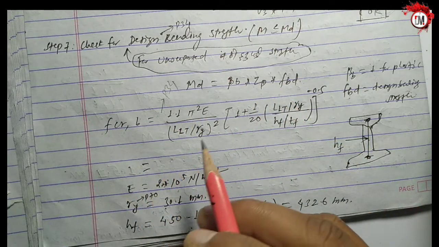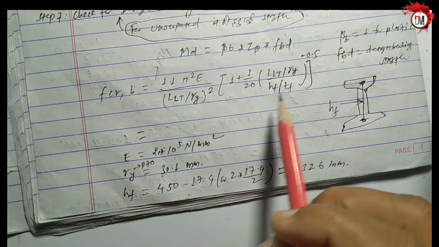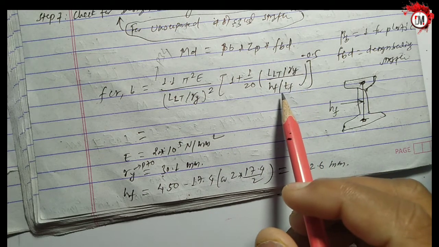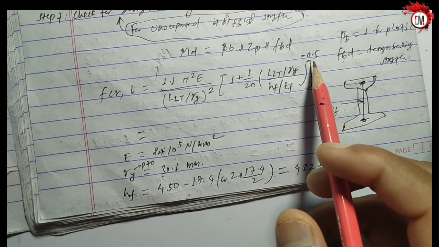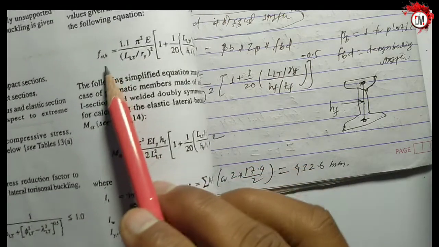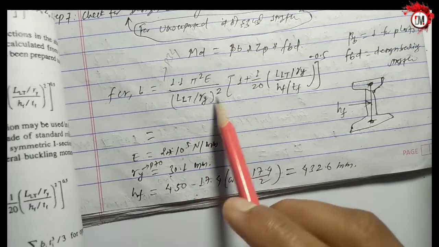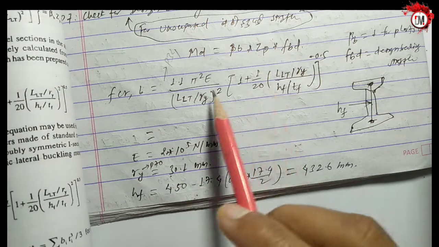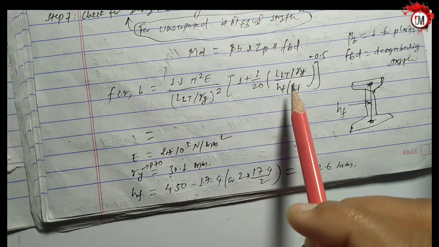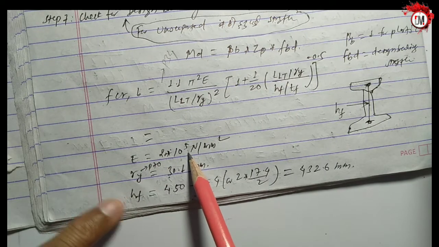First we will calculate the value of fcr. fcr equal to 1.1 pi squared E by (L_LT by r_y) all squared into the square root of 1 plus 1 by 20 (L_LT by r_y by h_f by t_f) whole to the power 0.5. This formula is taken from page number 34, the same page. Now we have to calculate the values of L_LT, r_y, h_f and t_f. We already have the value of t_f, but we have to calculate h_f and L_LT.